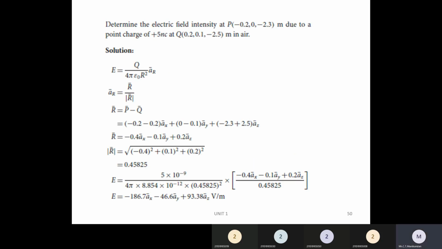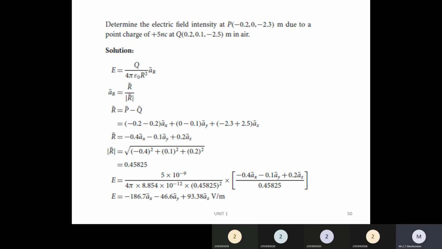The next one we will be having is the electric field intensity. The last one we have seen was the force. The next one we will be seeing is the electric field intensity. Electric field intensity of one point due to a point charge: E equals Q by 4 pi epsilon naught R square into AR vector.